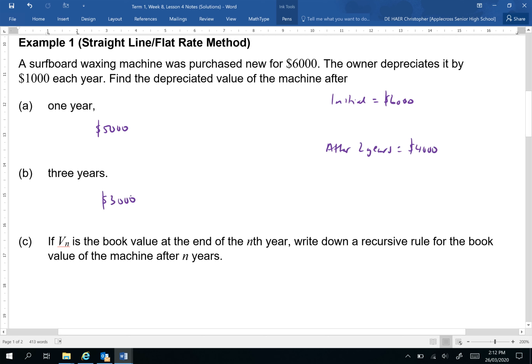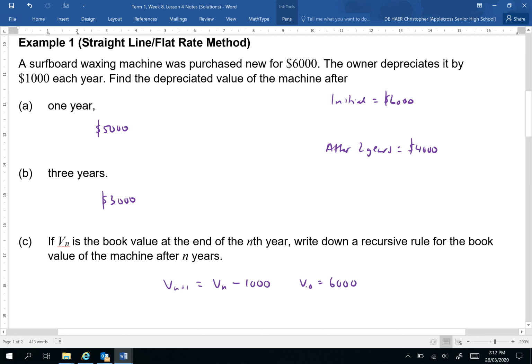We could also model this as a recursive rule. Let Vn be the book value at the end of the nth year. Write down a recursive rule for the book value of the machine after n years. So we could say that the book value at the end of the next year is going to be the current book value at the previous year, take 1,000. And we'll say that V0 is equal to 6,000.